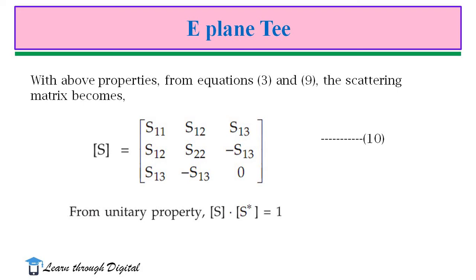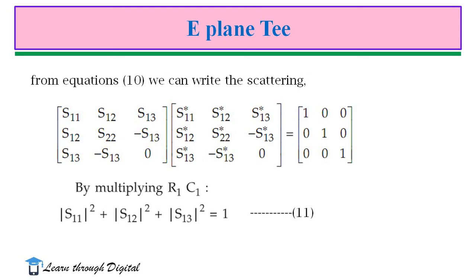Now we are going to use the above properties, and from equations 3 and 9 the scattering matrix becomes S11, S12, S13; S12, S22, -S13; S13, -S13, 0. These are the elements in the scattering matrix. From the unitary property, the scattering matrix multiplied with the complex conjugate of the scattering matrix is equal to 1. So now, using the unitary property, multiplying the elements of row 1 and column 1, we will get equation 11.